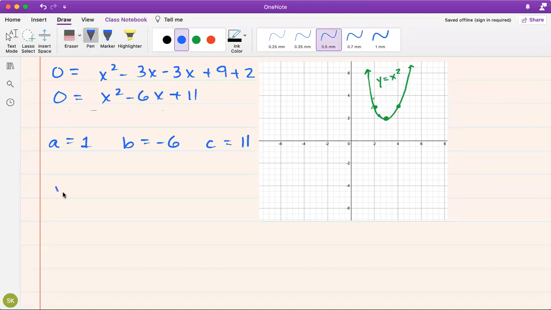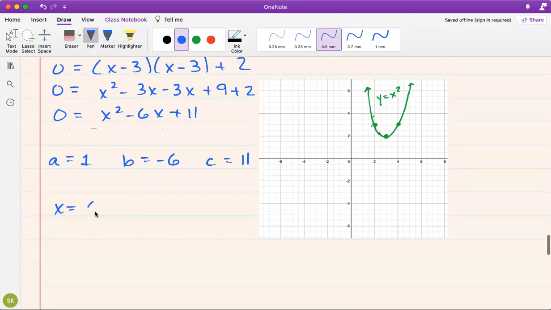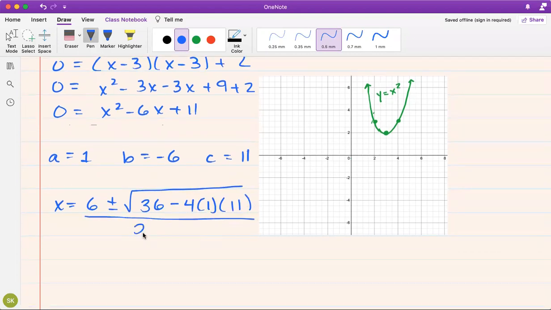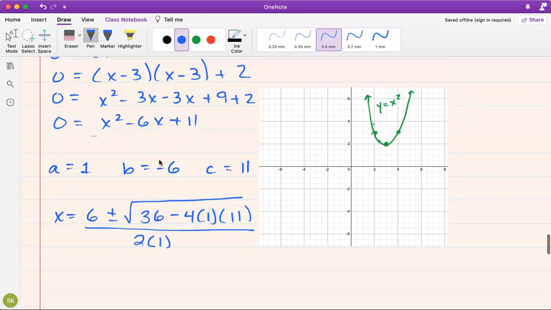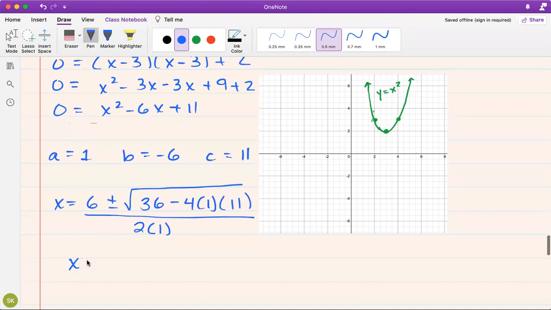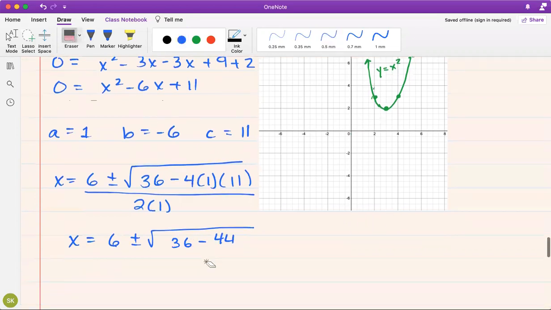Now to find the roots, we say x is equal to negative b, which is 6 here, plus or minus the square root, I'm using the quadratic formula, b squared minus 4 times 1 times 11, all divided by 2 times 1. Okay, so we're going to simplify this. We get x is equal to 6 plus or minus the square root of 36 minus 44. Now let's see if we can simplify that. 36 minus 44 is negative 8, all over 2.